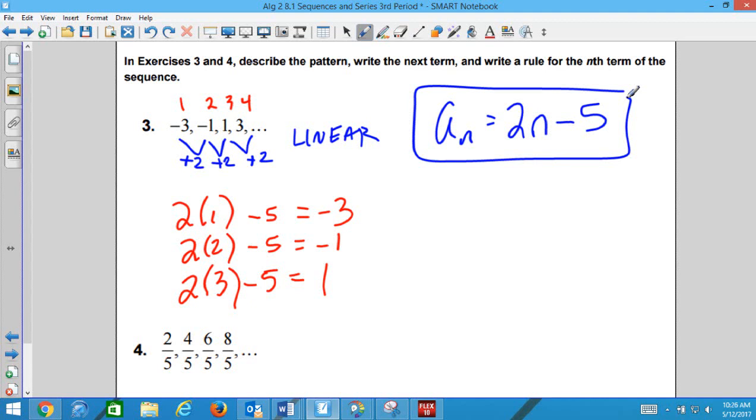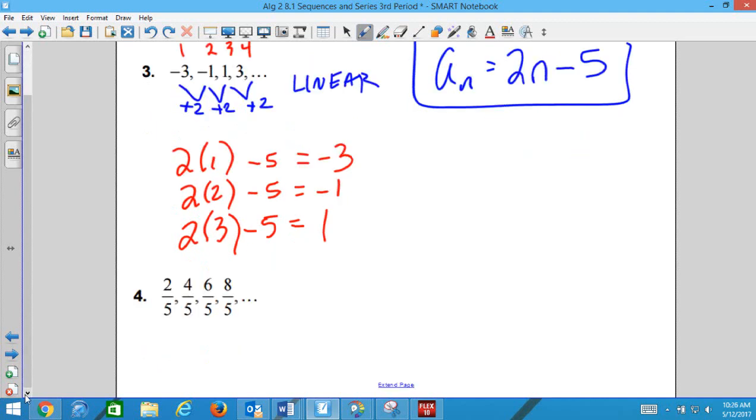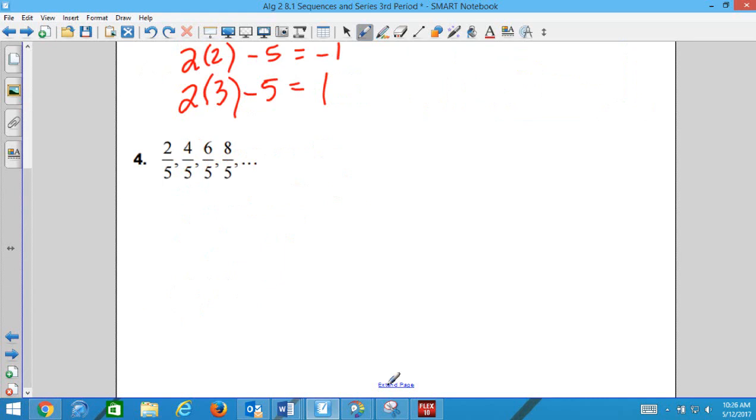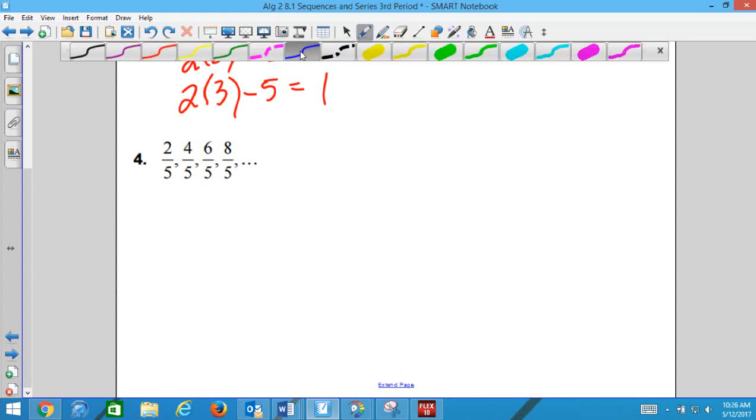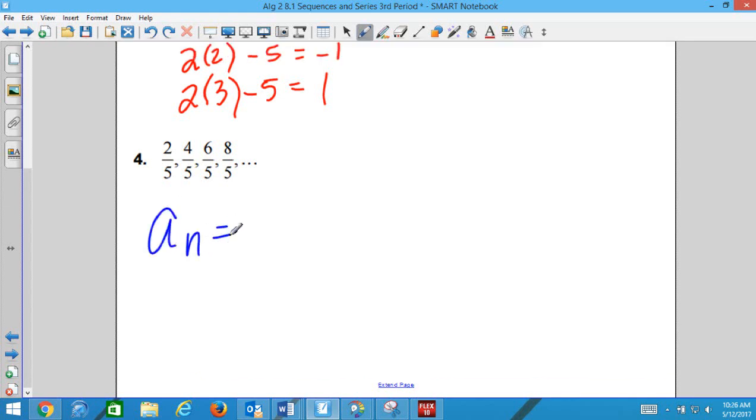Last example for today is one of those fraction kinds. We did a fraction kind last time. So just to review the fraction kind, I'm looking at this one. Is there something that we notice? Everything's over 5. Okay, it's always over 5. So look at the top completely separate from the bottom. A sub n is going to be something over 5.